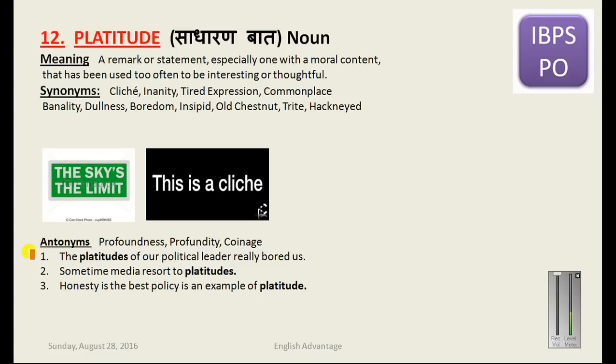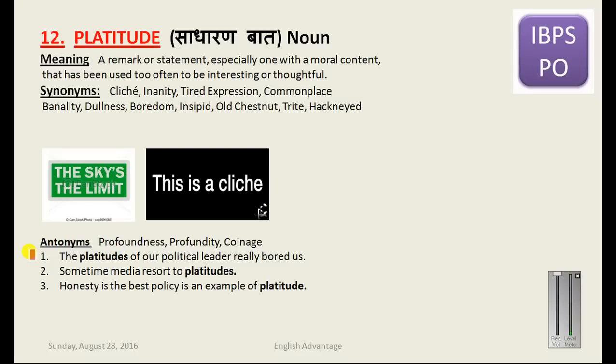Now the next word is platitude. Platitude is something that has been said so many times that it has become quite stale and boring. A remark or a statement, especially one with a moral content, that has been used too often to be interesting or thoughtful. Okay, cliche, inanity, tired expression. This is a good word, tired expression. Commonplace, venality, dullness, boredom, insipid. If something is insipid, it is tasteless. And old chestnut. This is the idiom. This is the one word substitution you can say. Old chestnut. Trite or hackneyed. Very important words I have included here.